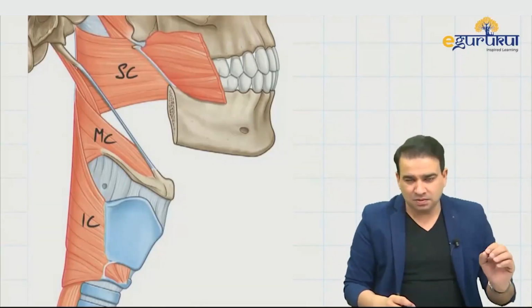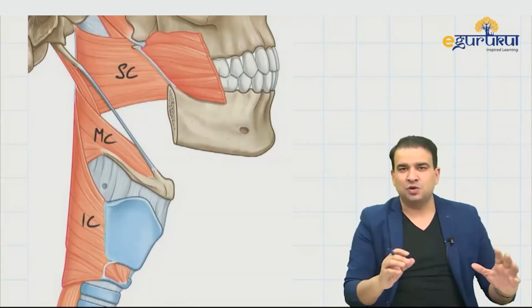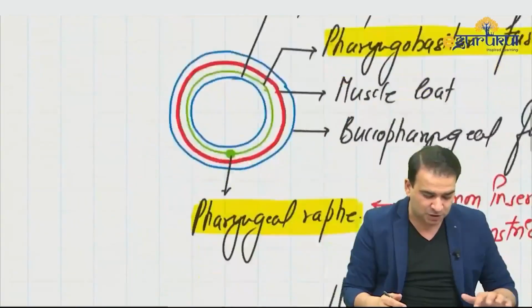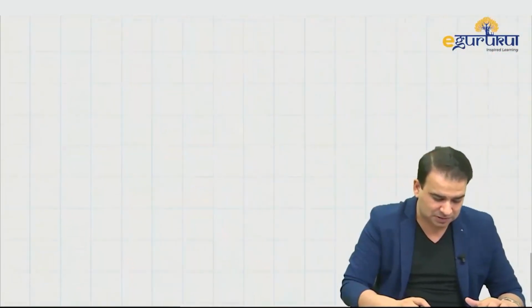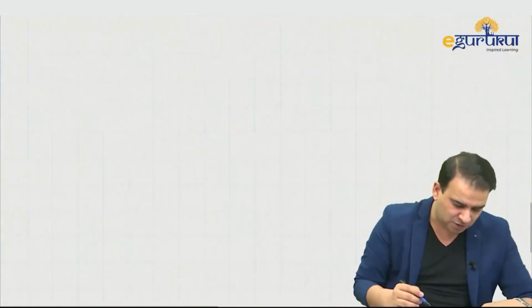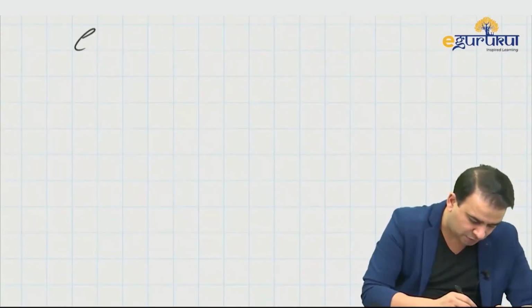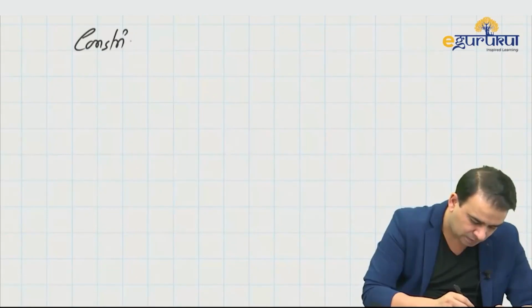So I want you to first draw the origin and insertion of these muscles, because I believe this is an important attachment to know. The constrictor muscles. Everything about the constrictors is important. So let's talk about the attachment first.